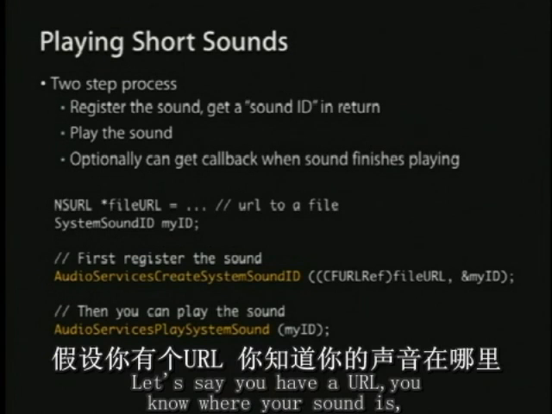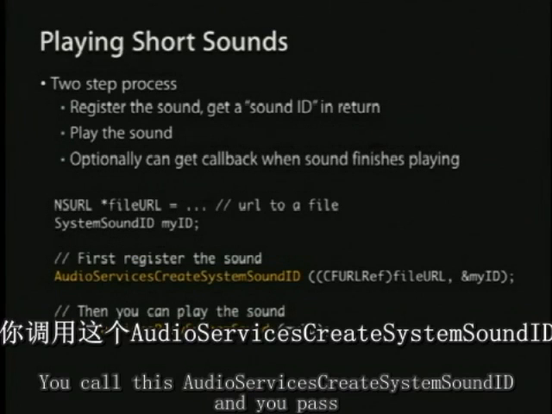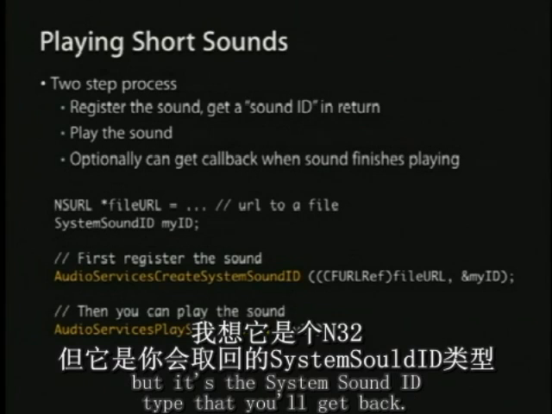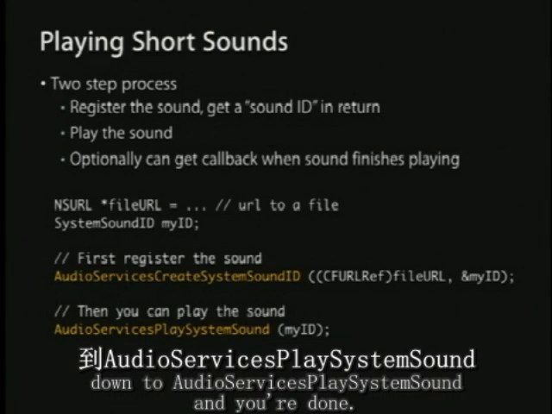Here's how you do it. Let's say you have a URL. You know where your sound is as part of your bundle. You call AudioServicesCreateSystemSoundID, and you pass in the URL. And it will return to you, I believe it's an int32, but it's the SystemSoundID type that you'll get back. Then when you want to play it, you pass that ID down to AudioServicesPlaySystemSound, and you're done.